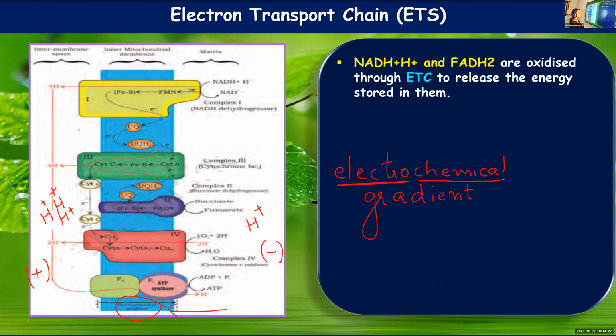So together you can say there is an electrochemical gradient established between the matrix and the intermembrane space. I'll repeat it once again. Electrons will be transferred from NADH and FADH2 synthesized earlier in the early stages, and these electrons released will pass through a series of electron carriers present in the inner membrane of the mitochondria.